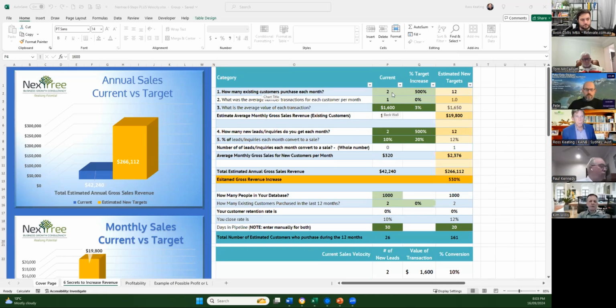If I go in here, the current thing is the current number of customers, and they have two customers purchasing each month, and the average number of transactions per customer is one, and the average transaction is $1,600. That is $19,800 of gross monthly revenue if we change numbers around. We do any of these things, we change any numbers.